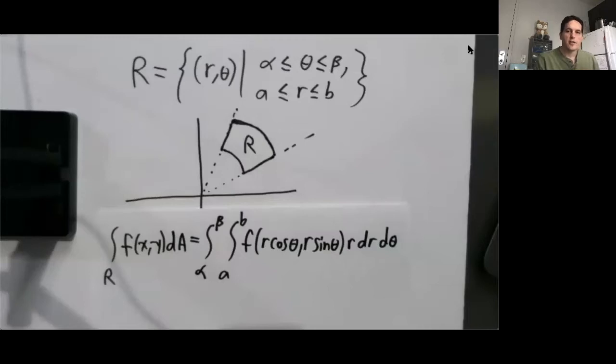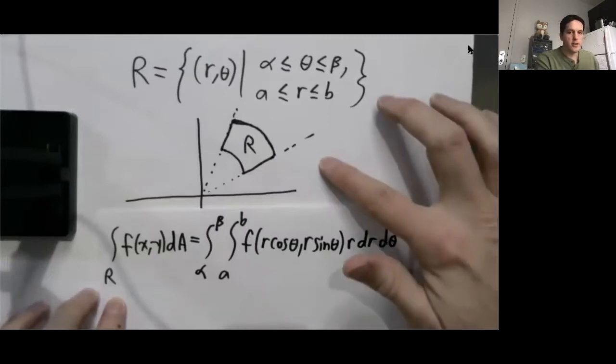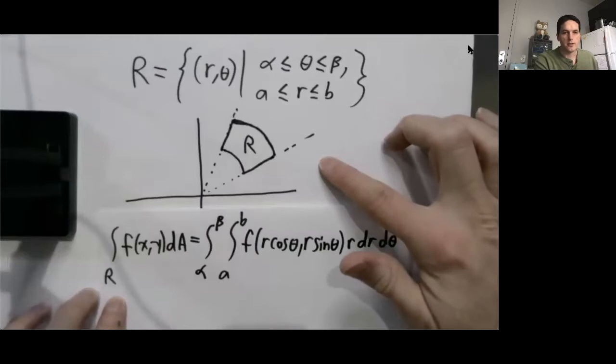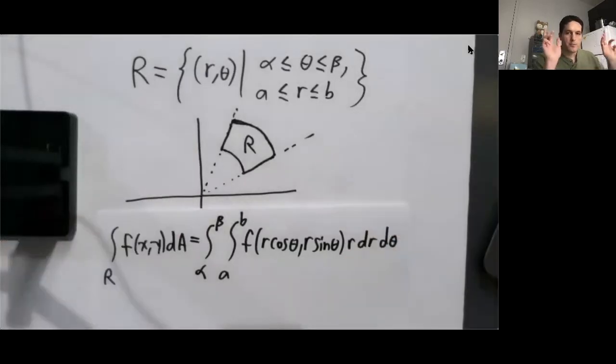In this video, we're going to do 3 examples of integration using polar coordinates, and we're going to be repeatedly making use of this formula, which tells us how to evaluate an integral over a polar rectangle using polar coordinates. This region R is a polar rectangle.